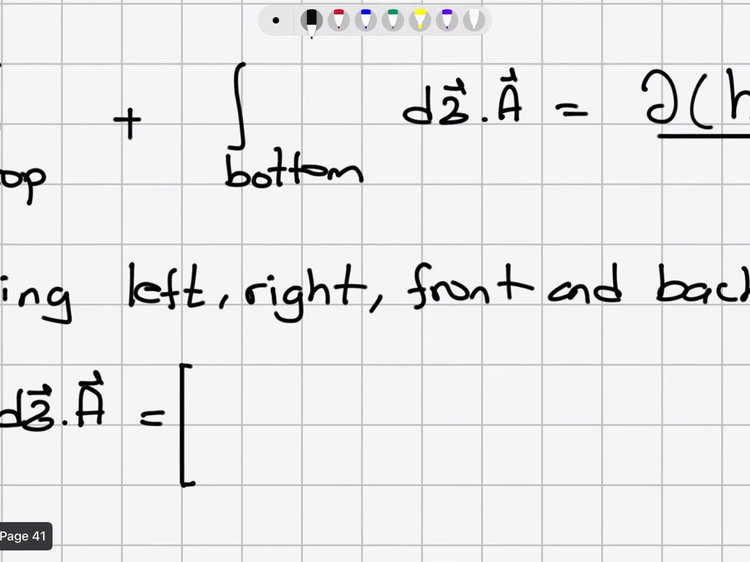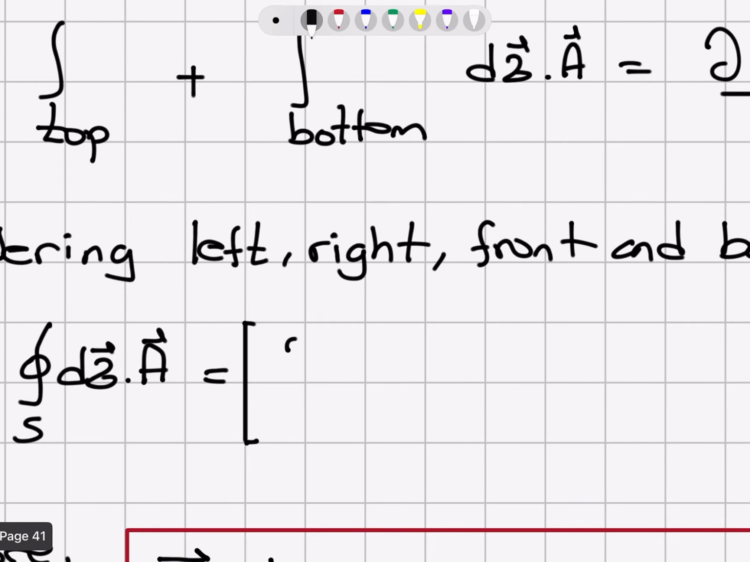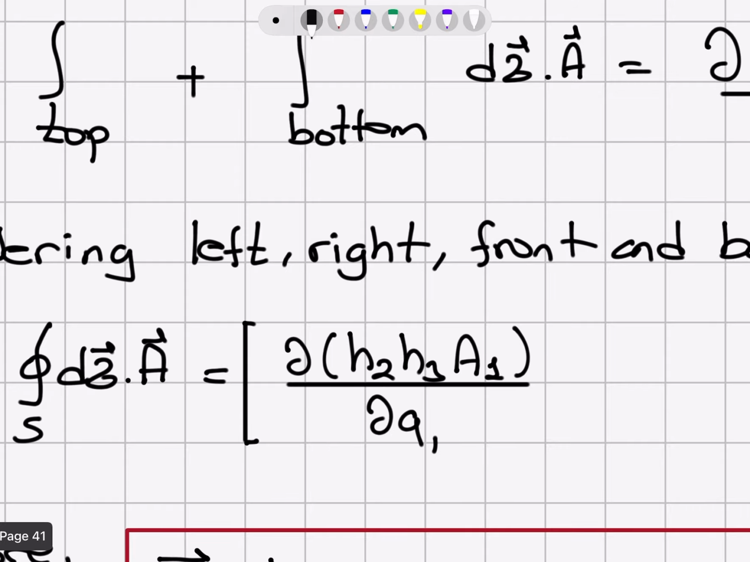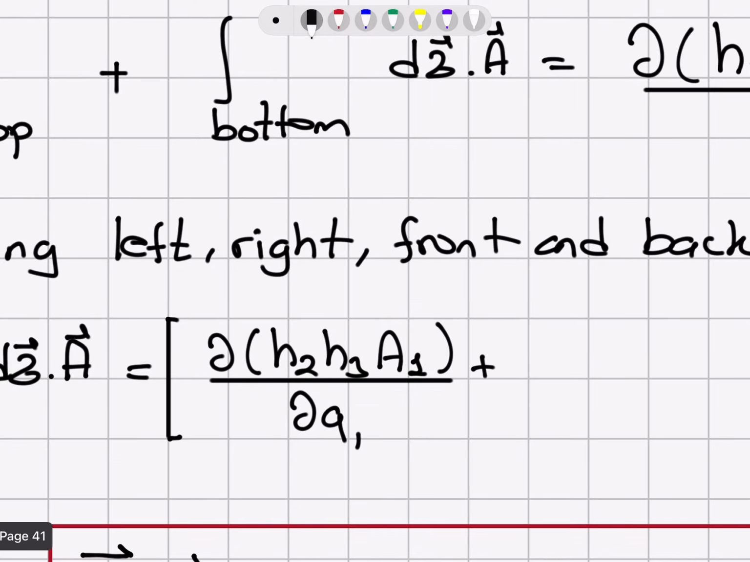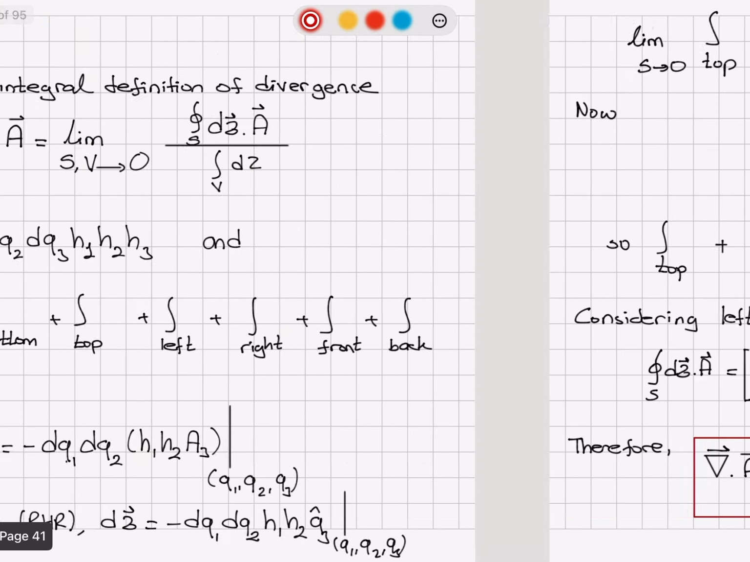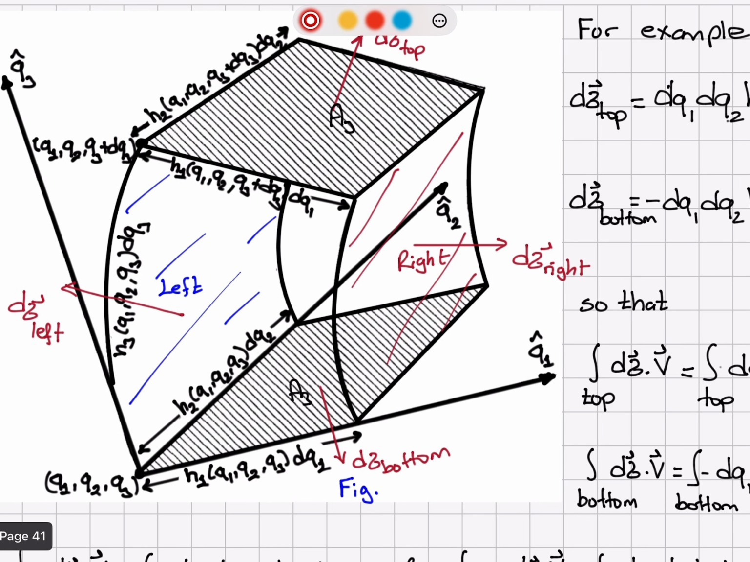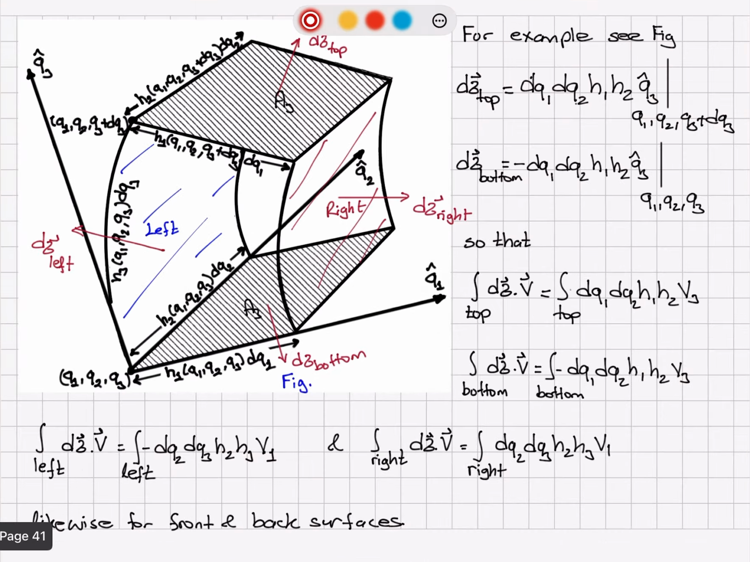Now, instead of H1, H2, first I'm going to have the partial derivative of H2, H3, A1 with respect to Q1. And then, which surfaces will give me this contribution? Let's take a look. H2, H3, so the left and the right surfaces will give me this contribution.